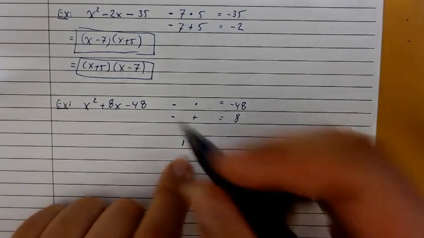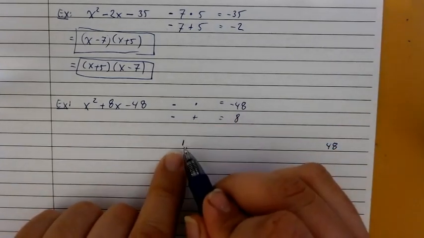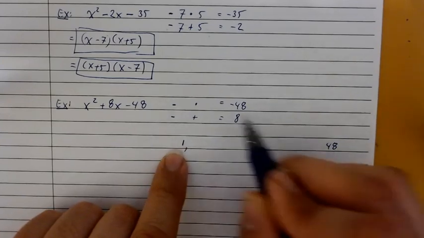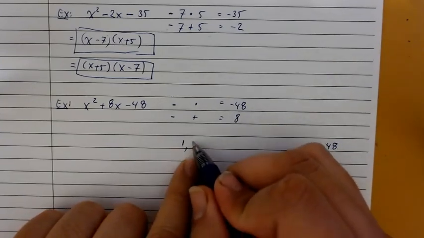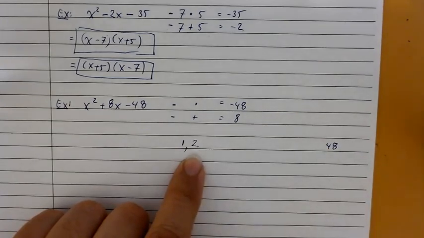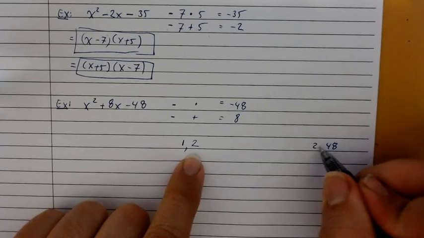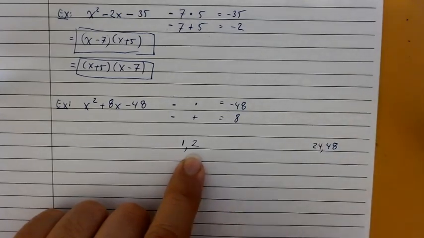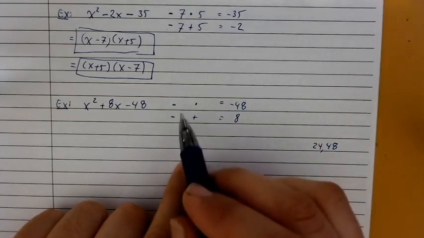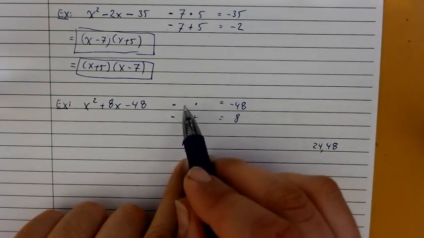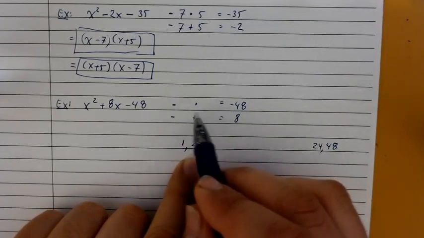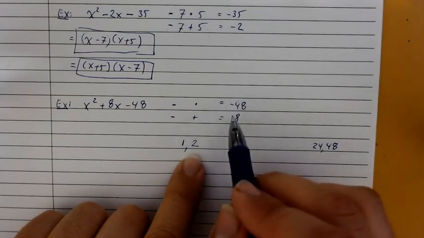Okay, so what's next? What I want to do next is count up. 1 times 48 gave me 48. Let me go to the next digit. Let's try 2. Can I divide 48 by 2? Well, sure, I get 24. Okay, well, let's try that. Negative 2 times 24, or negative 24 times 2, I know that's going to give me negative 48.